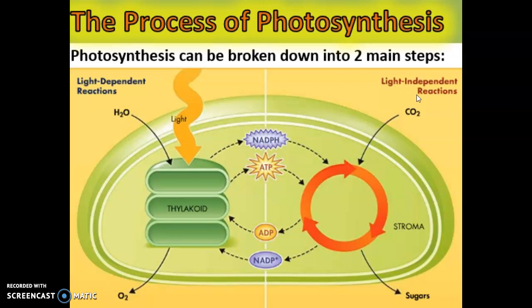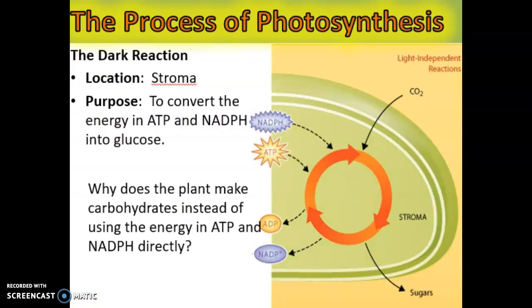We see by looking at this diagram that all of photosynthesis occurs in the chloroplast. The light reactions occurred in the thylakoid, these little green stacks of membranes. However, the dark reactions occur outside of the thylakoid, yet still inside the chloroplast, in this empty space known as the stroma. So the location is going to be the stroma, and the purpose of the dark reaction is to take the energy from ATP and NADPH, which were created in the light reaction, and convert them into sugar, specifically glucose.